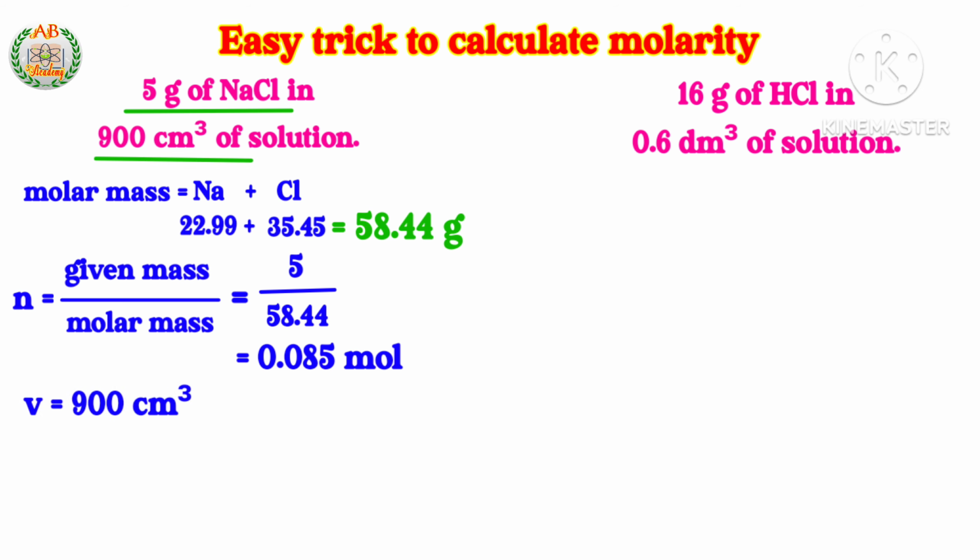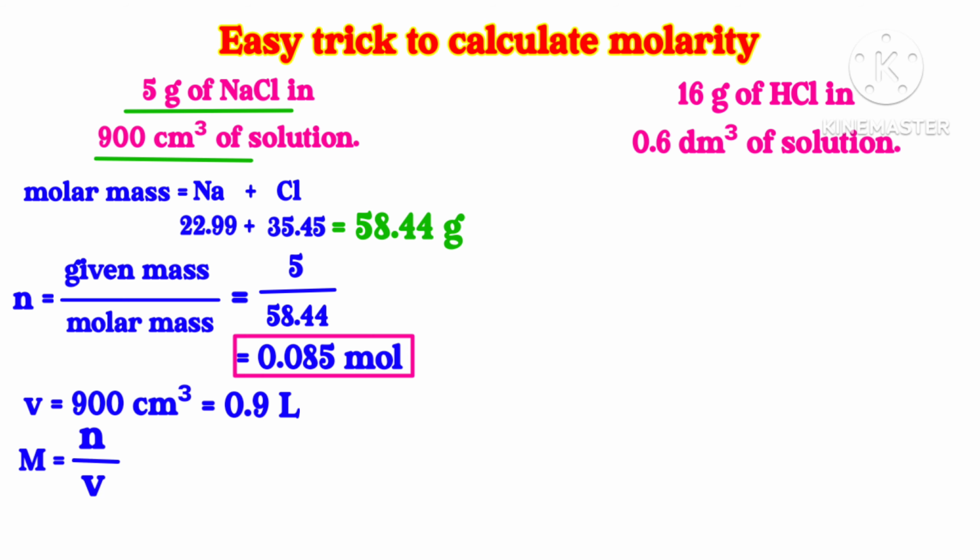I convert it to liter. I move the decimal point 3 times to the left. I get 0.9 liter. We know that molarity of a solution is M equals n upon V. The value of n is 0.085 mole and the value of V is 0.9 liter. I plug in these two values in this equation.